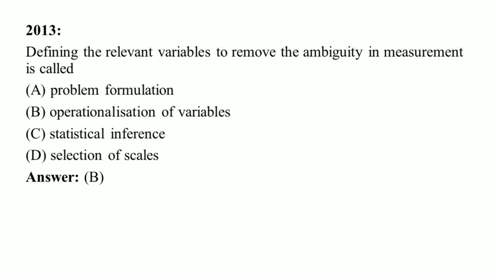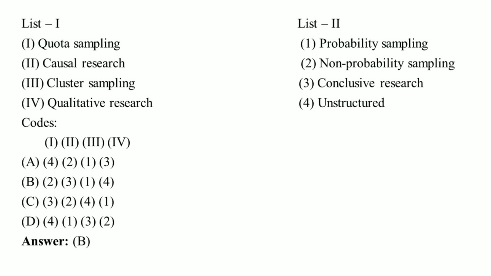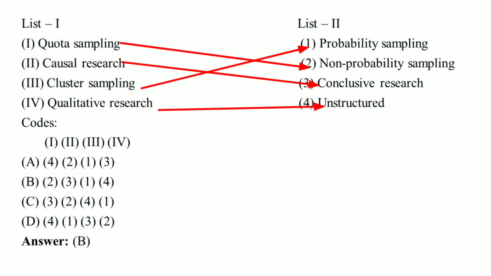Next questions are from 2013 UGC NET examination. Defining the relevant variables to remove the ambiguity in measurement is called, right answer option B, operationalization of variables. Next one, match list 1 with list 2. First one, quota sampling. It is non-probability sampling. Second one, causal research. It is conclusive research. Third one, cluster sampling comes under probability sampling. And fourth one, qualitative research is unstructured.